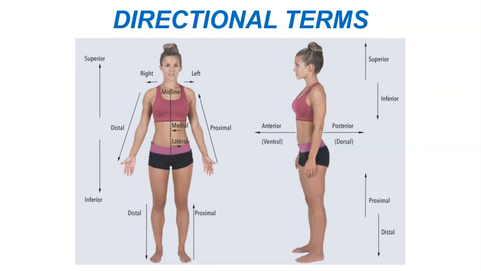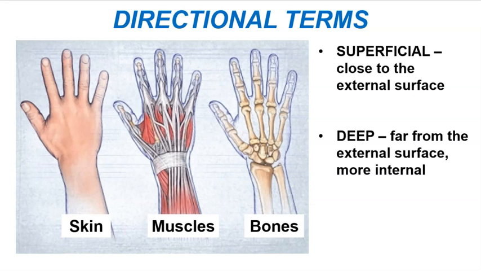The term medial means close to the midline, while the term lateral refers to something that is further from the midline. Right and left are always with respect to the person that we are observing. The terms superficial and deep refer to structures that are either close to the external surface or far from the external surface. So the term superficial refers to a structure that is close to the external surface, while the term deep refers to a structure that is far from the external surface or more internalized. So in this diagram, we see that the skin is superficial to the muscles, while the muscles are deep to the skin, and finally the bones are located deep to the skeletal muscles.